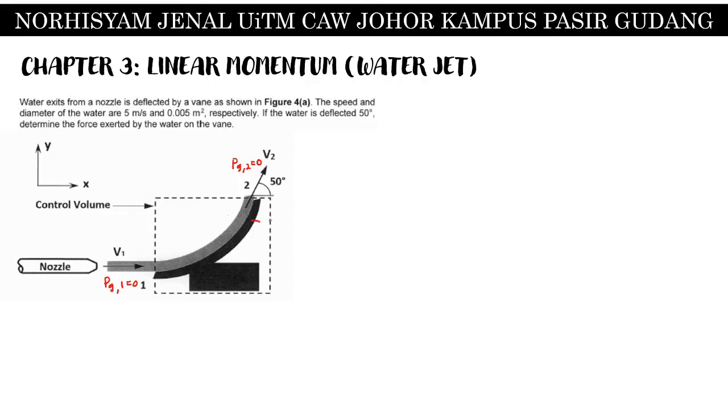Water exits from a nozzle and is deflected by a vane as shown in figure 4a. So this is the vane. The speed of the water is 5 meter per second. The velocity at this point, if you can see from here, should be uniform, meaning that V1 should be equal to V2, equal to 5 meter per second, and 0.005 meter square. For this question, it says this is a diameter, but the number is in meter square, so I believe this might be the wrong parameter.